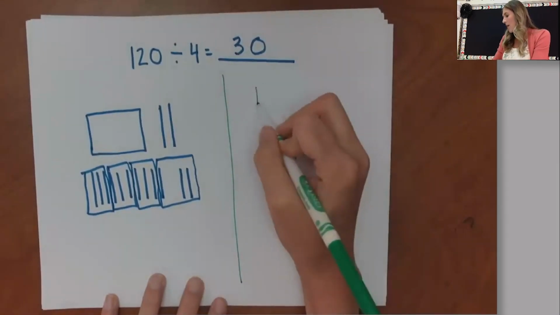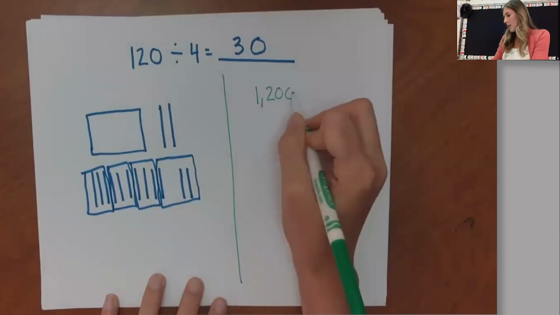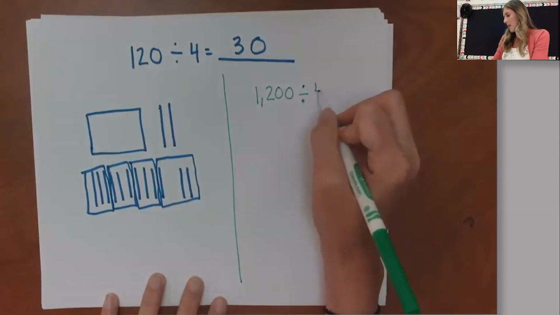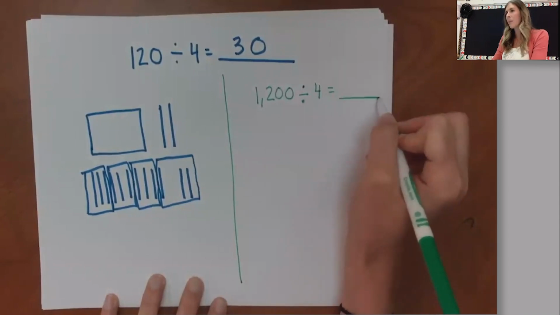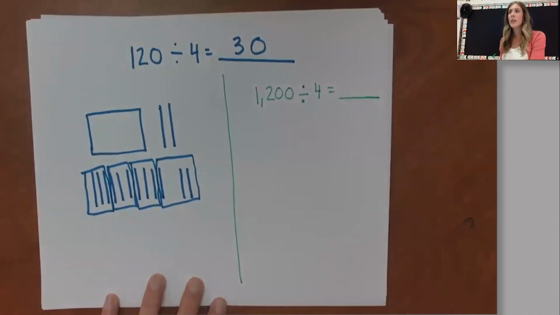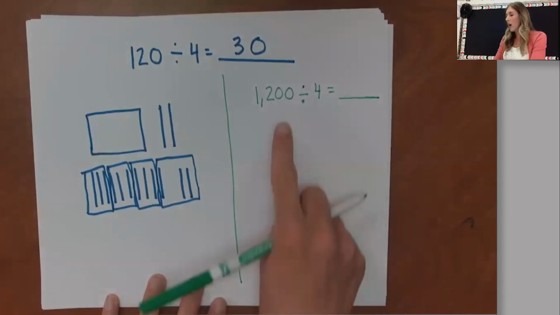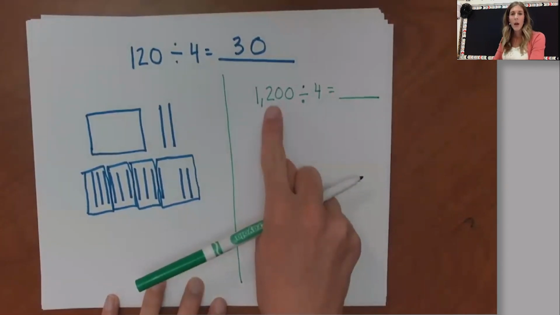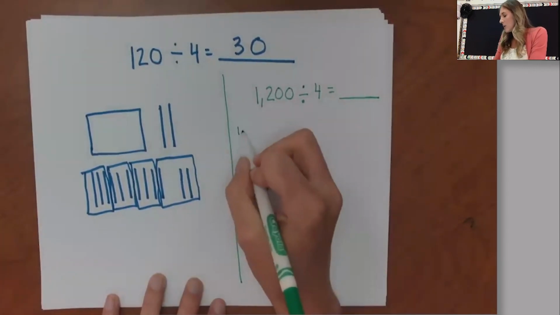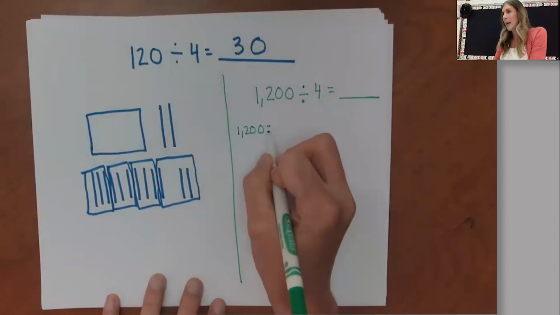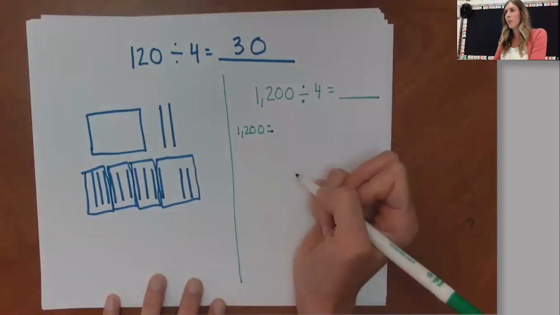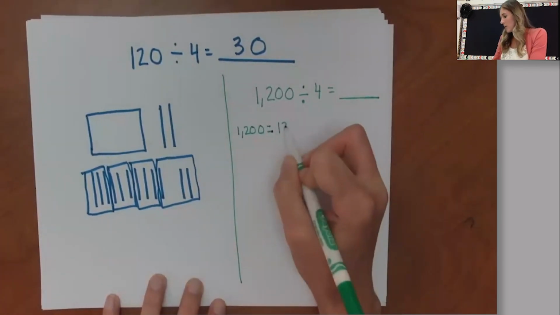What if it was 1,200 divided by 4? Think through this problem using place value and our basic facts. Instead of redrawing 1,200, let's just rewrite it. We know that 1,200 is equal to 12 hundreds.